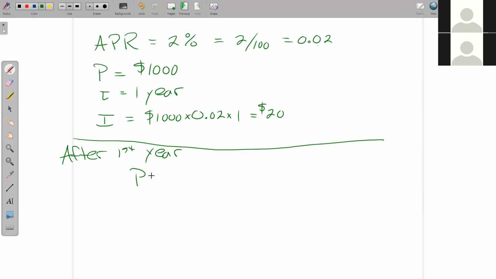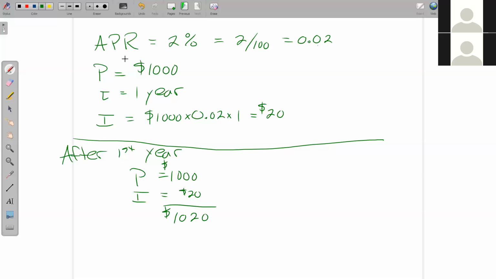I started off with P equals $1,000, right? I just gained an interest amount of $20. And so altogether, if I add those two up, if I tell them to keep the money in my account, I now have $1,020 in my account instead of just $1,000. So I just put that back in.